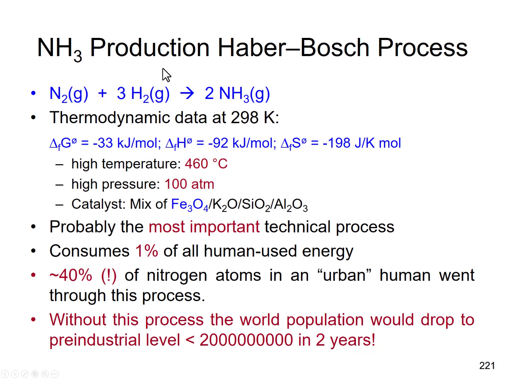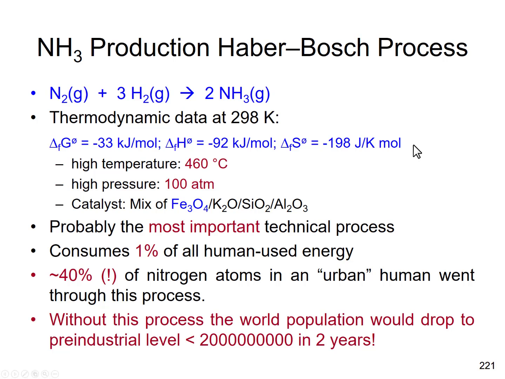How is ammonia produced? It is produced by the so-called Haber-Bosch process, whereby you simply take dinitrogen and dihydrogen and convert them to ammonia. Now, this seemingly very simple reaction is very difficult to achieve. Here you can see the thermodynamic data at 298 kelvins. It has a delta G of -33 kilojoules per mole, which means it is a reaction that should be possible. It is also exothermic with -92 kilojoules per mole.